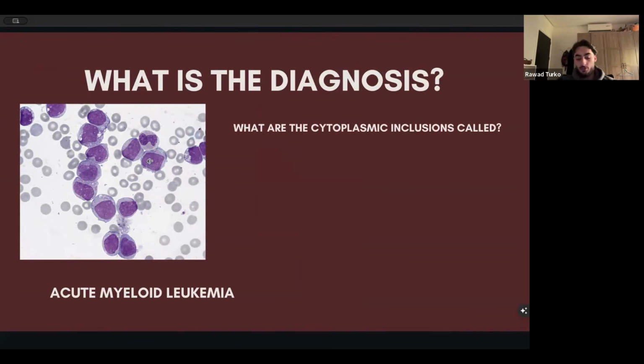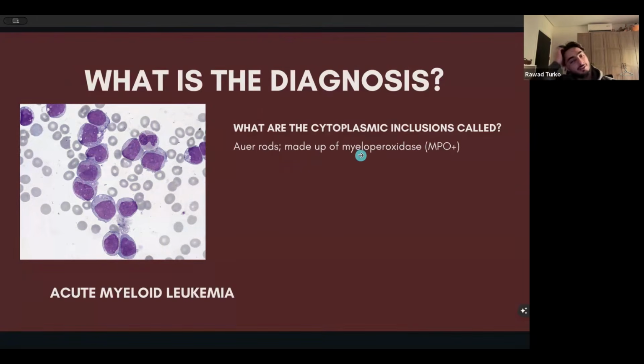These cytoplasmic inclusions, what are they called? Auer rods. Great. And what are they made up of? Myeloperoxidase. Perfect. So these are Auer rods made up of myeloperoxidase.